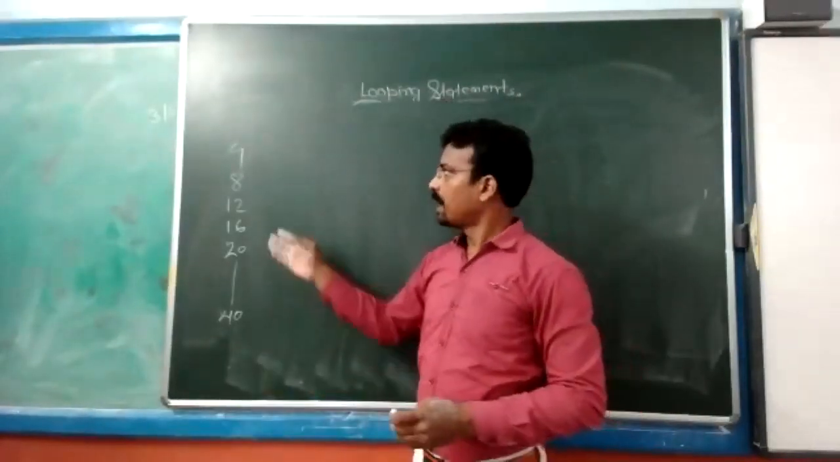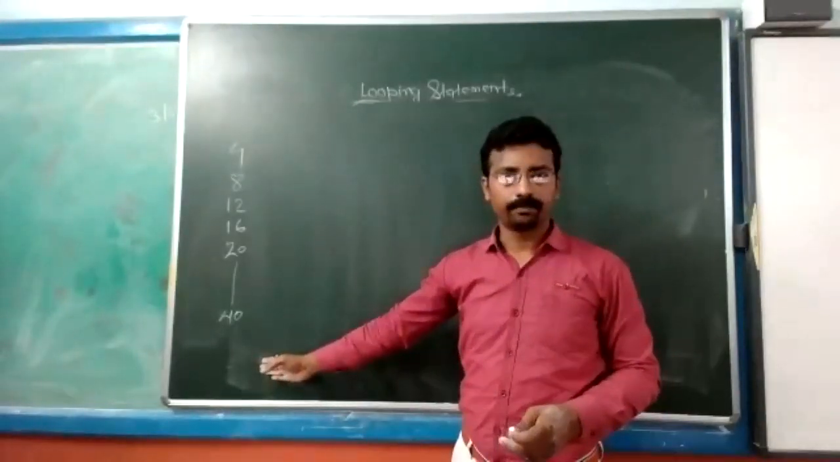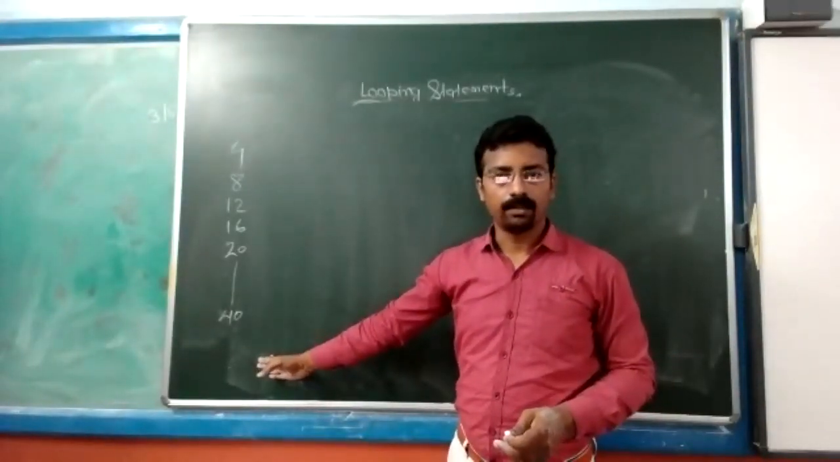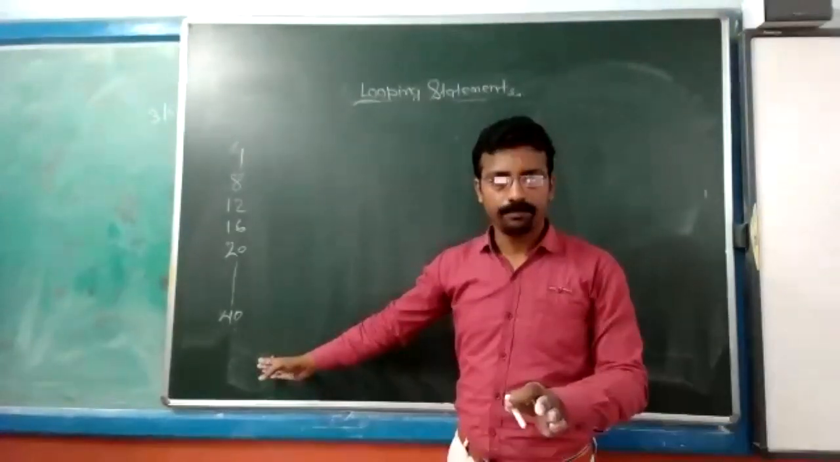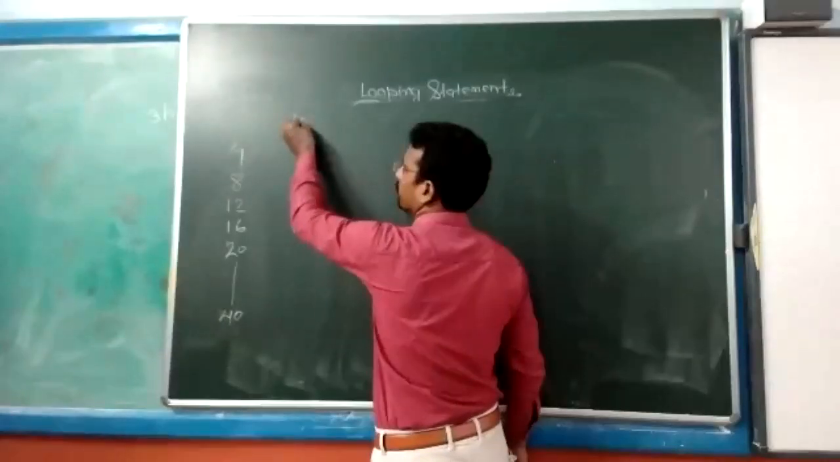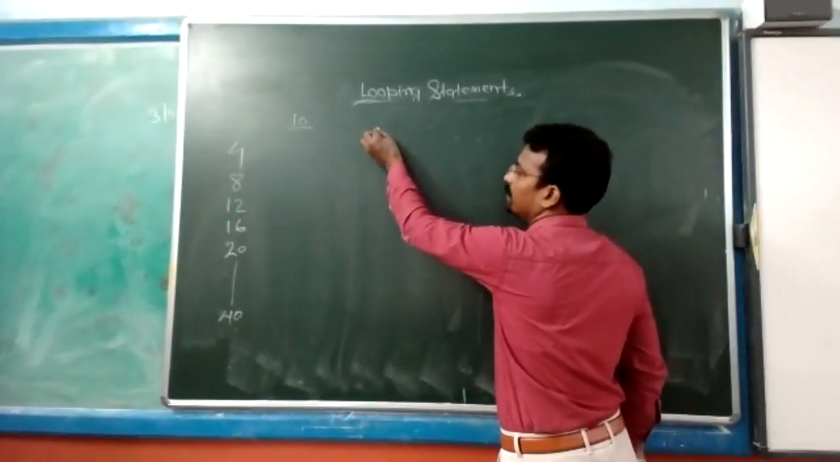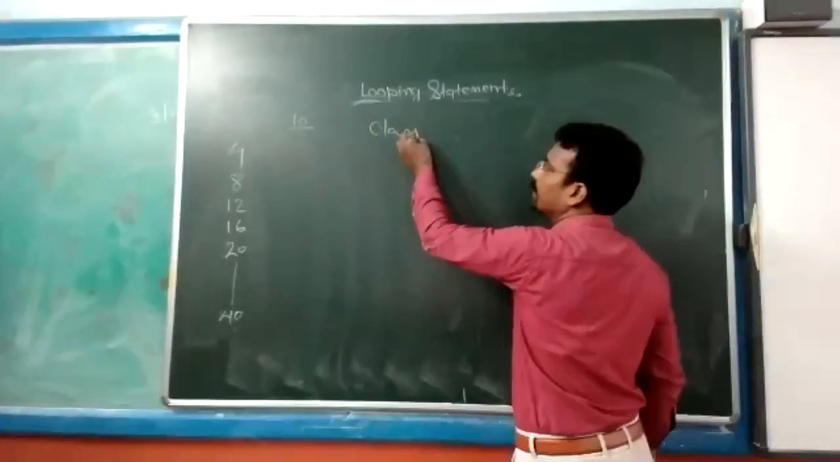Question is, how many times will the result be printed? 10 times. Okay, so the total number of results is 10. Let me start our loop. The number is n. So we will do it this way. Class table.